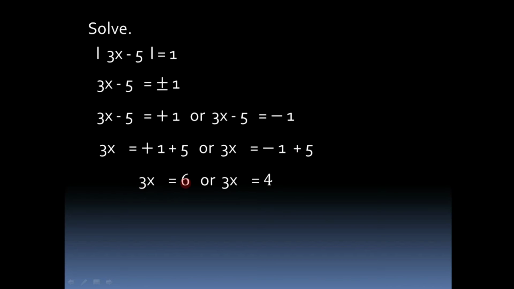If we take 3 to the right hand side, we'll get x is equal to 6 divided by 3, because 3 into x is there. If we take 3 to the right hand side, it will be in the denominator, so x is equal to 4 divided by 3. And we have to solve this equation, that means we have to find the value of the variable it contains. So the variable is x here, and we have found that x is either 6 divided by 3, which means x is equal to 2, or x is equal to 4 divided by 3.